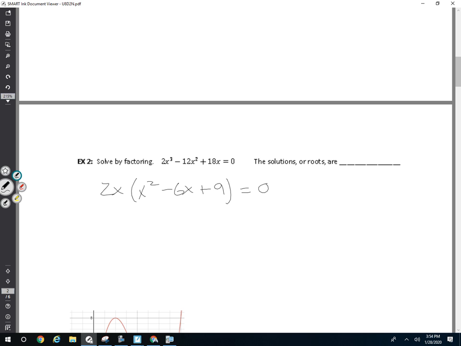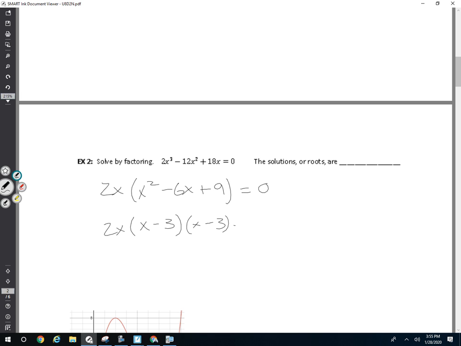Now I have three things. It's just an x squared. Number puzzle: what two numbers multiply to get 9 and add to get negative 6? 3 and negative 3 would add to get 0. Yes, they're the same number, negative 3 and negative 3.